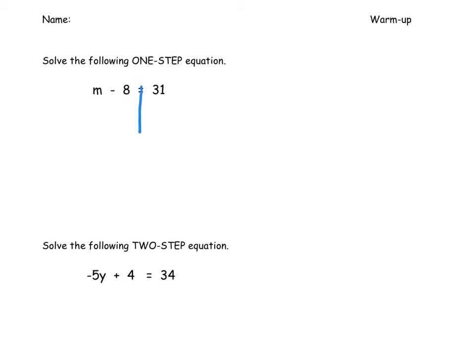We're going to look and see what's happening with the variable. We're subtracting 8, so we solve by doing the opposite. We're going to add 8. And we have to balance our equation, so we do it on both sides. So there's just one step we have to take in order to solve this. These cancel out, become 0, and we're left with our variable on this side and our answer, our solution, on the other side. So m equals 39.